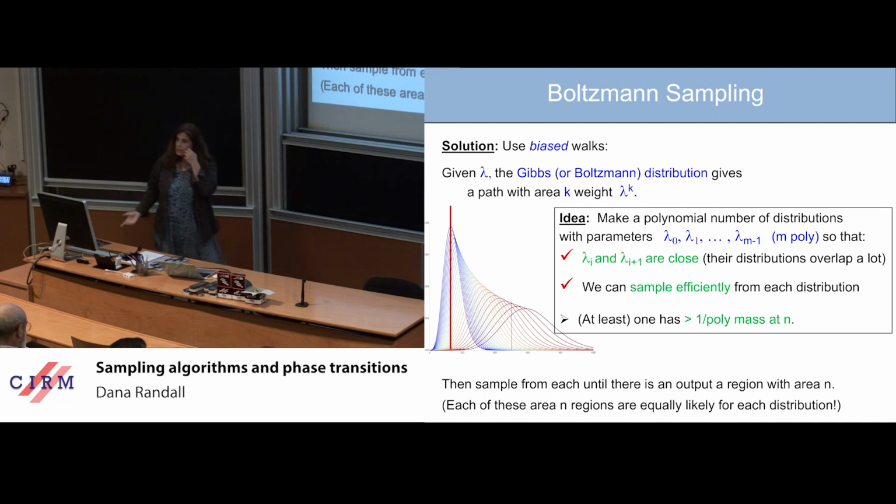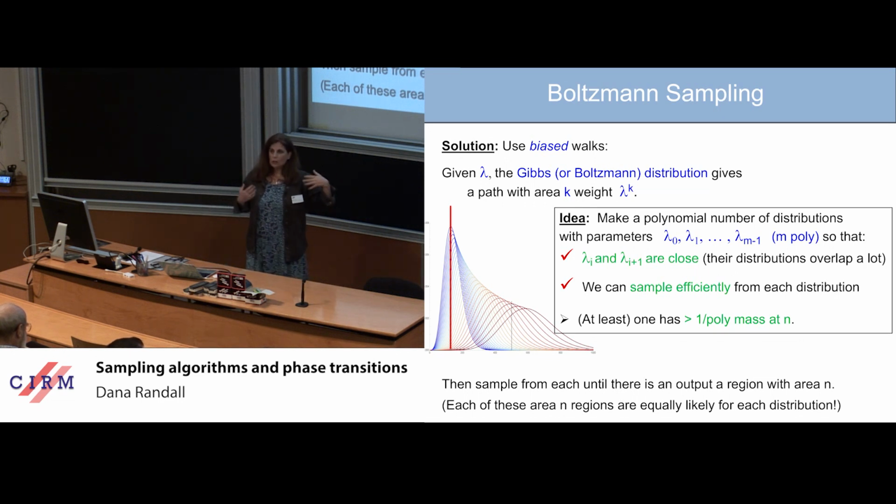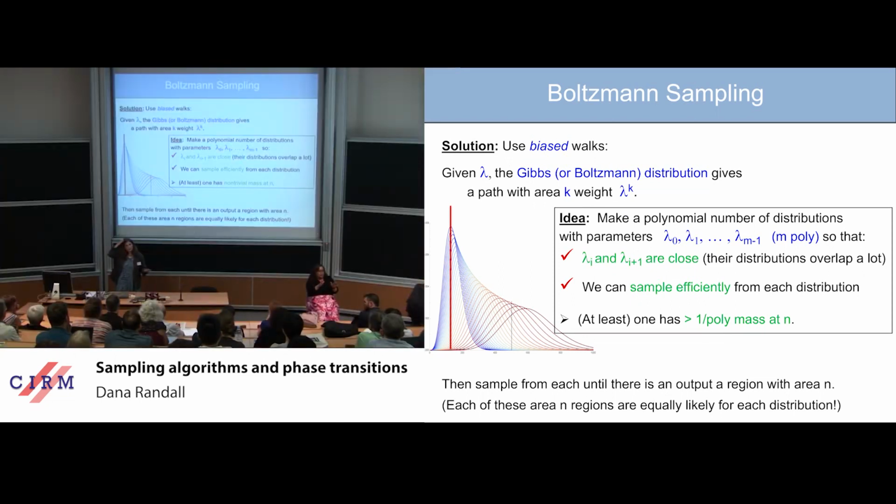So what I just said, by all of those results that I'm not explaining, is that we knew we could get the lambdas that are close. We know that for each one of these distributions, whatever lambda is, we can sample and converge to this Boltzmann weight for any lambda efficiently. So we just have this last piece, which is, how do I know that at least one of these distributions is going to let me output something of size n with reasonable probability?